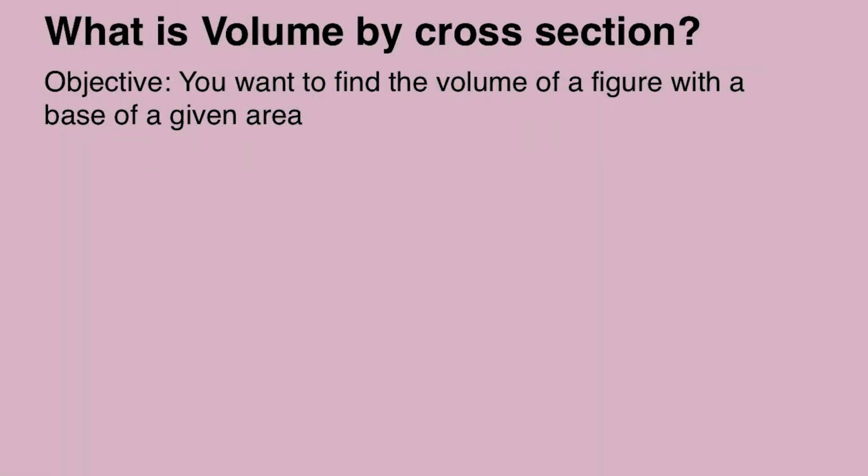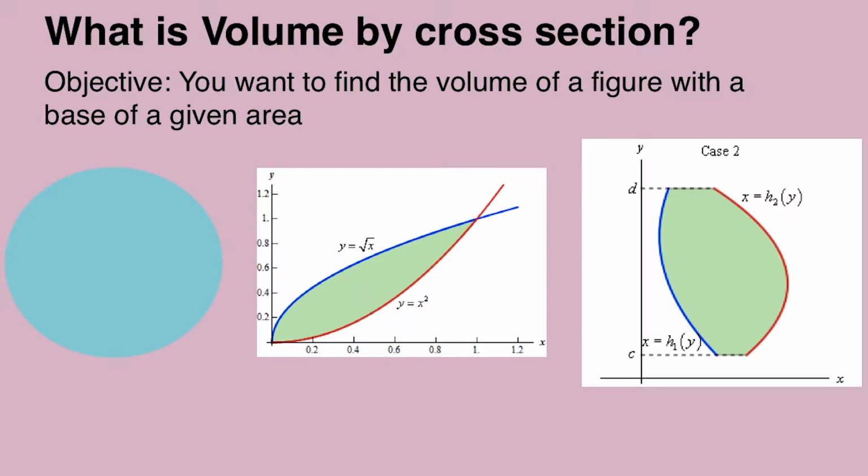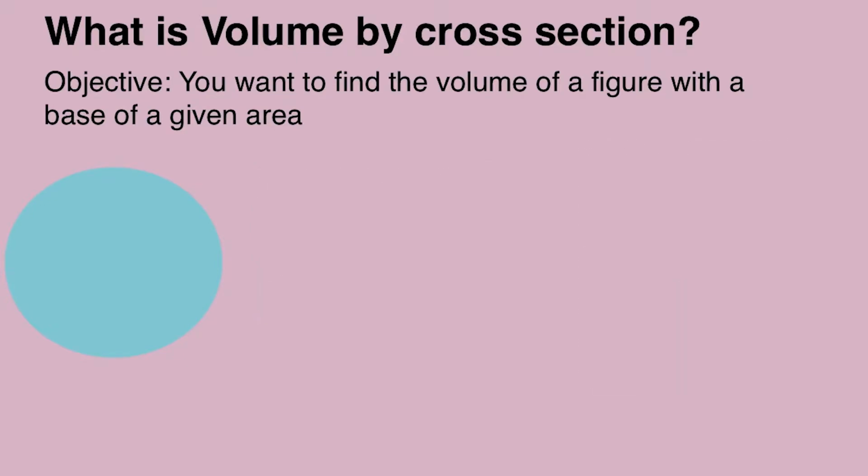So what is volume by cross-section? Essentially, what is presented to you is that an object has a base of a given area. For example, the base can be this given blue circle. The base of the object can be this shaded green region bounded by the function of square root of x and x squared. Or the base of the object can also be this green shaded region bounded by these two functions of y. For this example, we will be using the blue figure on the left.